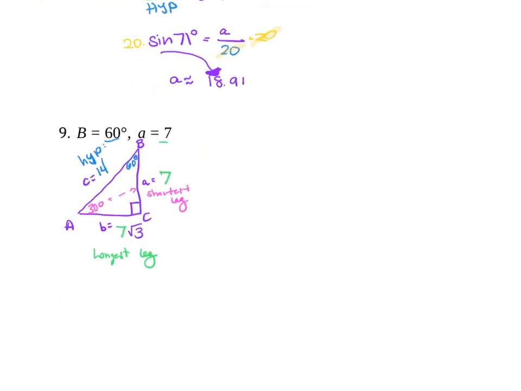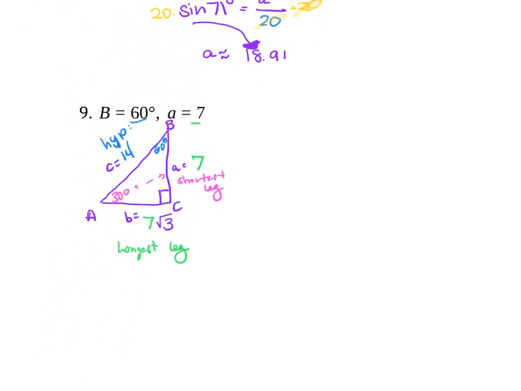Now number 9, if you drew this out, you would find that this is a special right triangle. So you're given the angle of 60 degrees, and hopefully you saw that, knowing that this is 60 degrees, this has to be 30 degrees. Now I just use that property because it is so much faster. And so what we are given, this is 60 and this is 30 degrees.